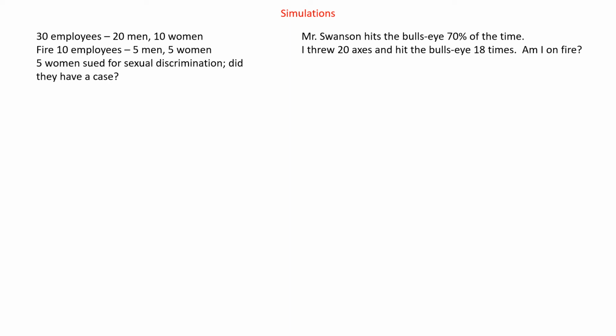Well, let's see. We can do a simulation. So 70%, we can do that with just 10 digits, right? Let's say a 1 through 7 is a bullseye.